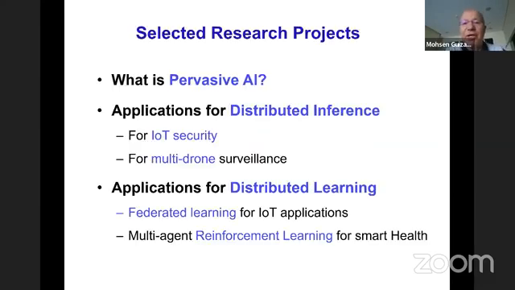So in some of our work, we coined what's called pervasive AI, pervasive artificial intelligence, where this type of artificial intelligence is used in distributed inference for IoT security, for multi-drone surveillance, and applications also for distributed learning as well, where we have federated learning for IoT and multi-agent reinforcement learning for that matter.